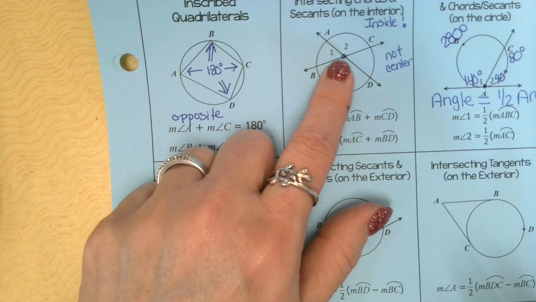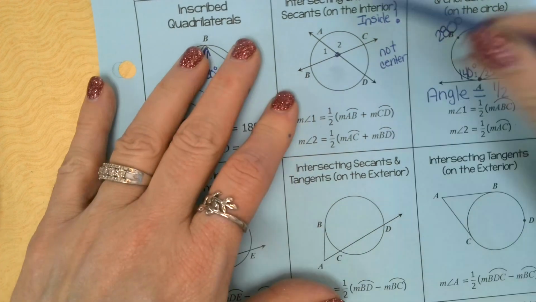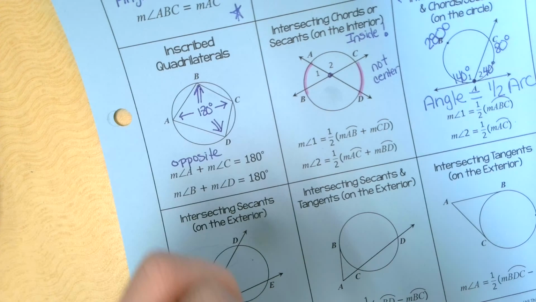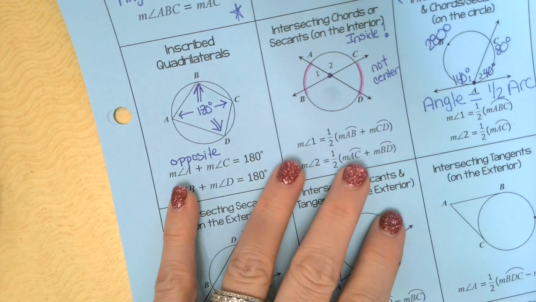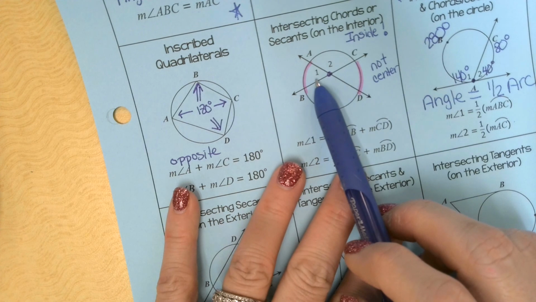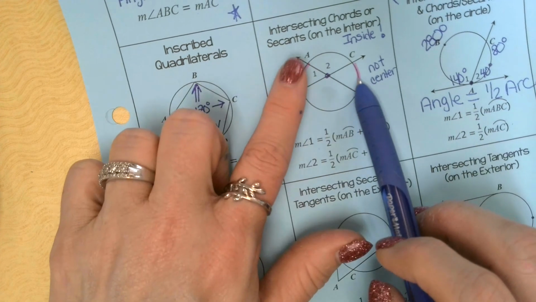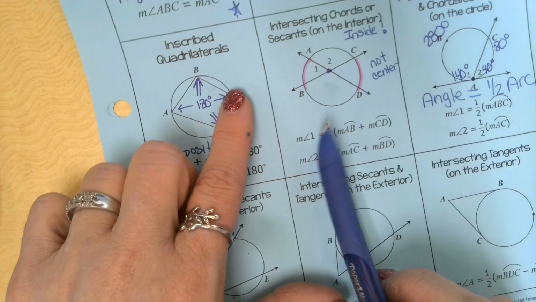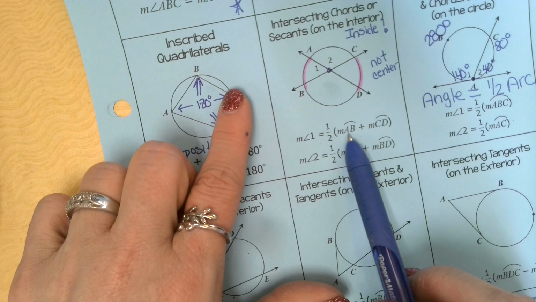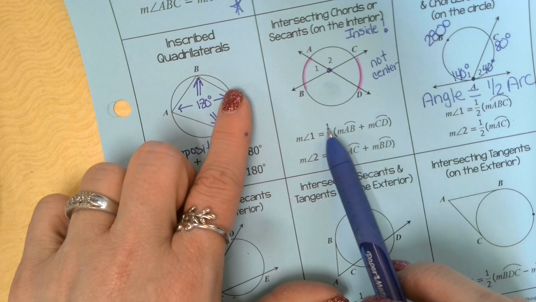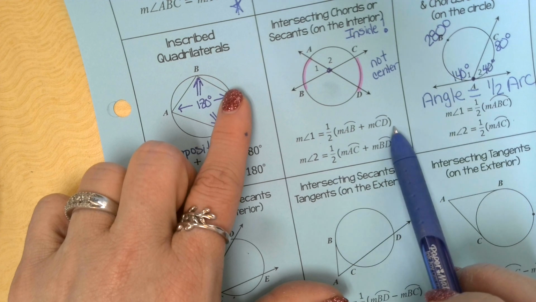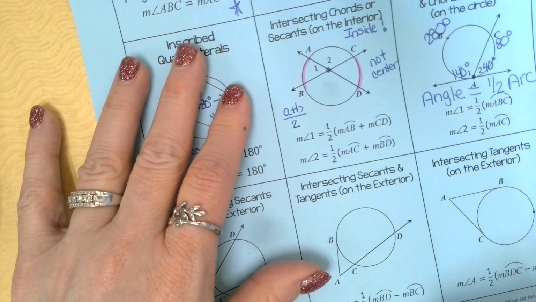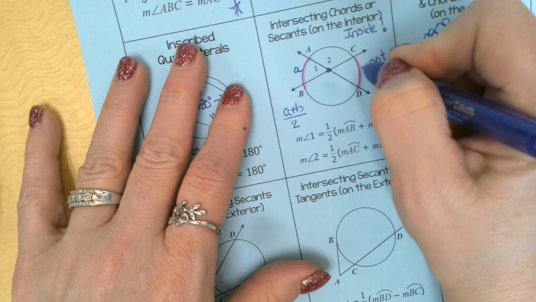So if I wanted to find angle 1, grab your highlighter. Those are the arcs that angle 1 is opening up to. So I'm looking off of angle 1, and I'm going to add these two arcs together and divide by 2, and that's just how the theorem works. It says angle 1 is arc AB plus arc CD, but then I'm cutting it in half. I don't like the way that's written. I like this, where this is your A and this is your B.